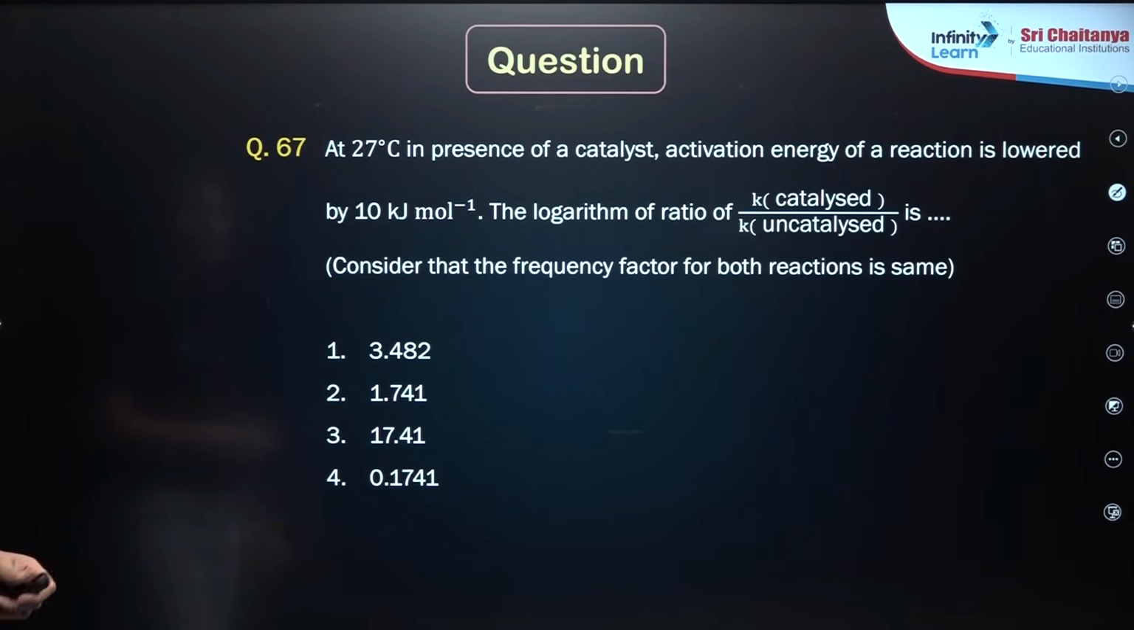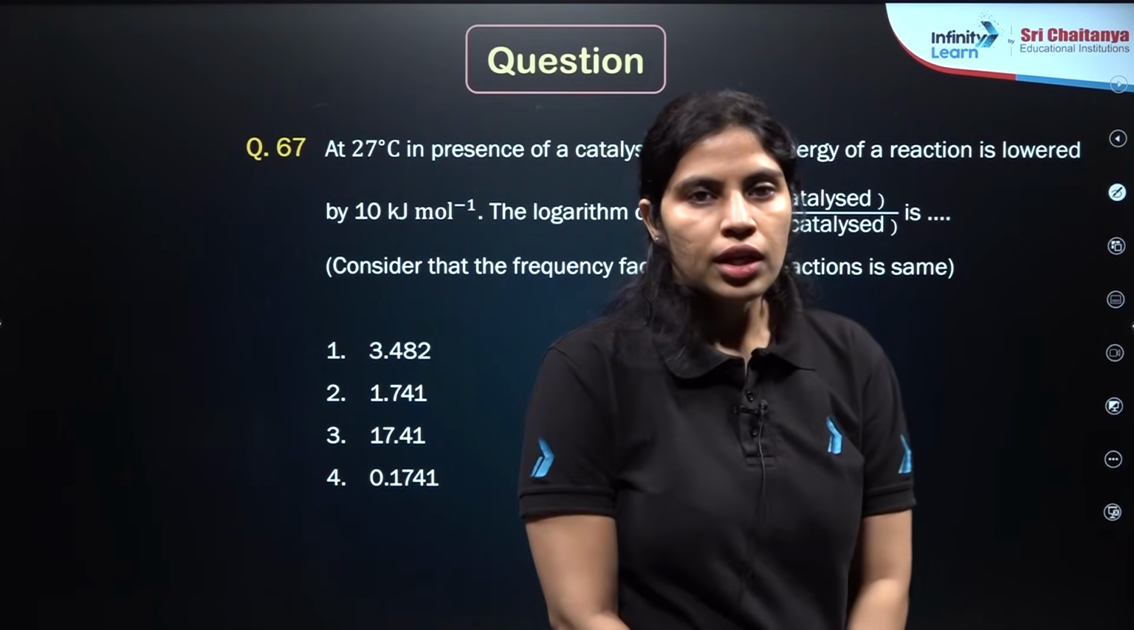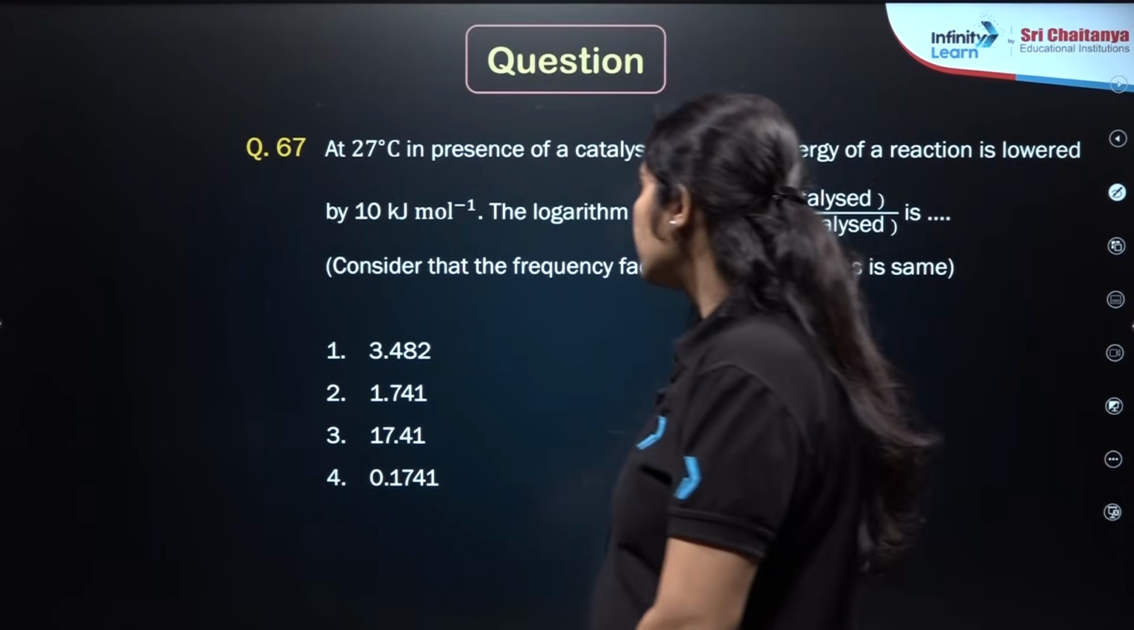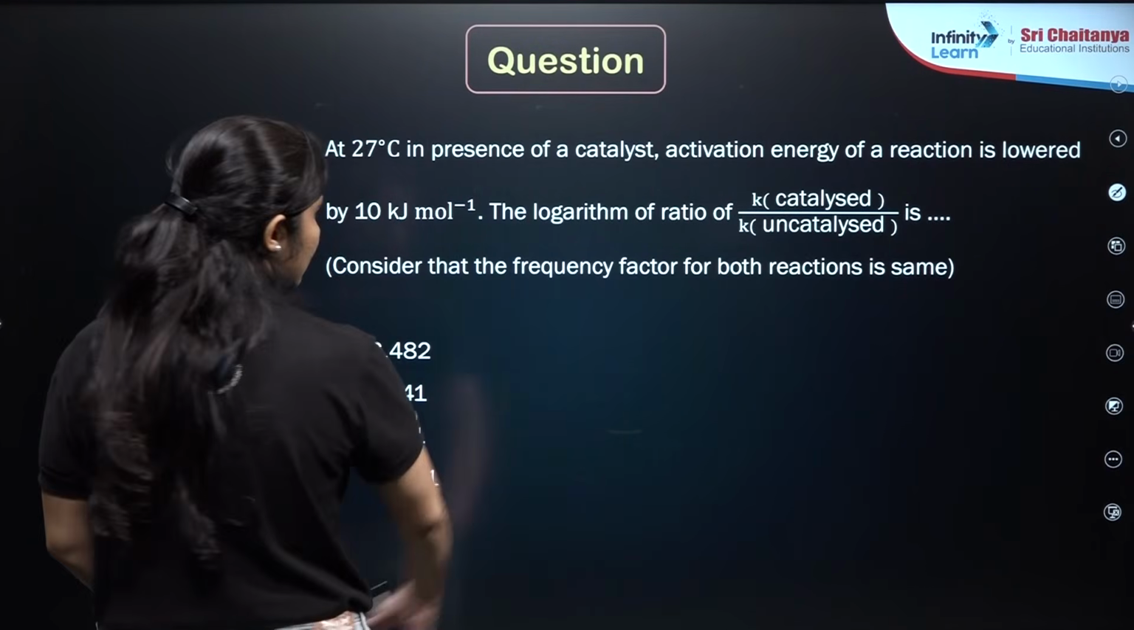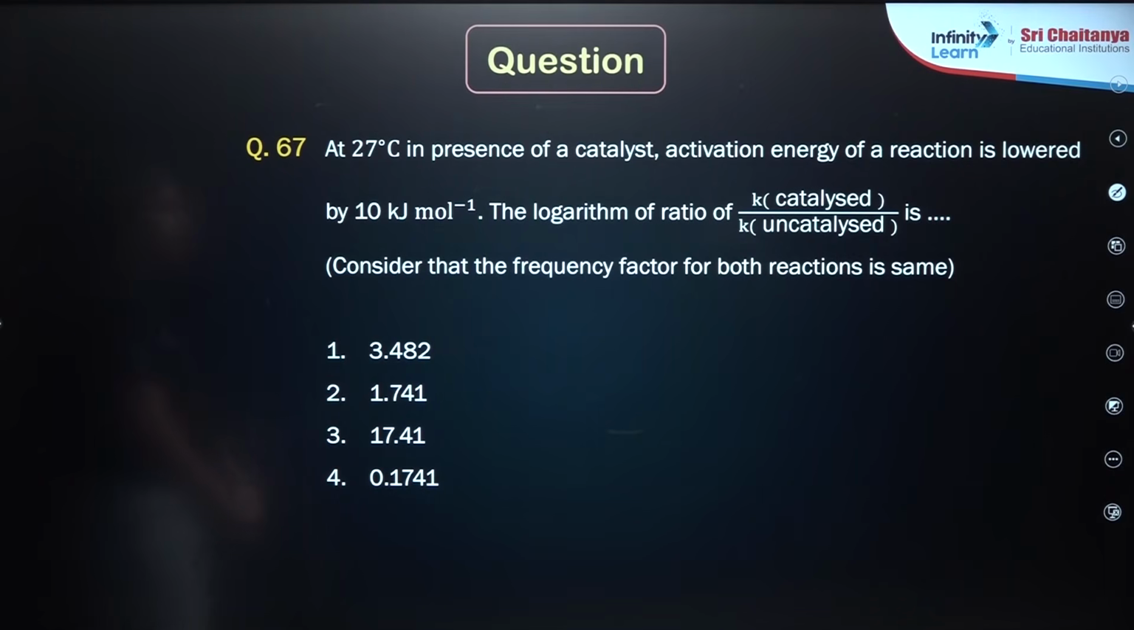Next is question number 67. Question number 67 is a pretty easy question which is going to use your Arrhenius equation, right? And let us see. At 27 degrees Celsius in the presence of a catalyst, activation energy of the reaction is lowered by 10 kilojoules, so activation energy is given. Logarithmic ratio of K catalyzed by K uncatalyzed is which of the following?